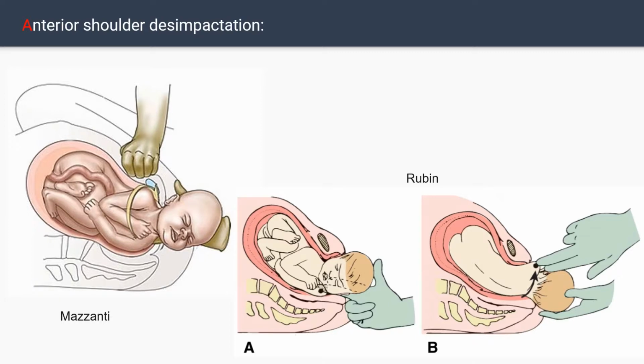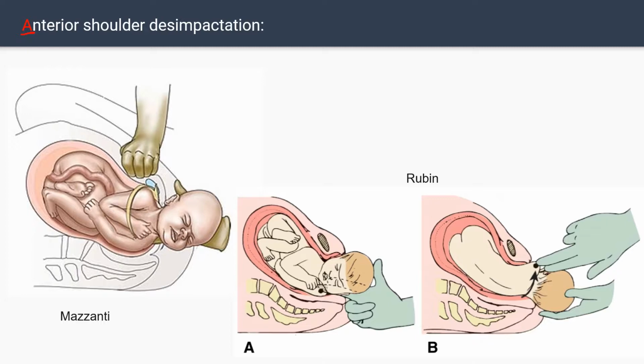After the L of legs, we come again to an A, the second A from ALARMER, that is anterior shoulder disimpaction. Here we can see the Rubin maneuver and the Mazzanti maneuver. The Rubin maneuver means inverted wood screw maneuver, which we will see in a video. The practitioner applies pressure to the posterior surface of the posterior shoulder, adducting the shoulder and rotating the fetus 180 degrees to deliver that shoulder anteriorly.